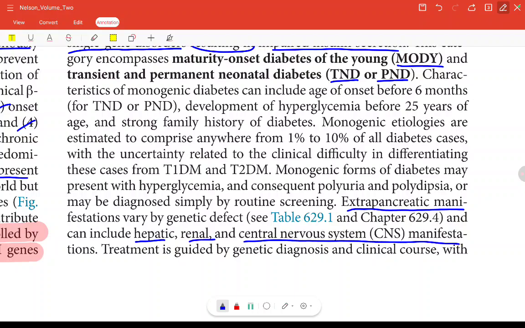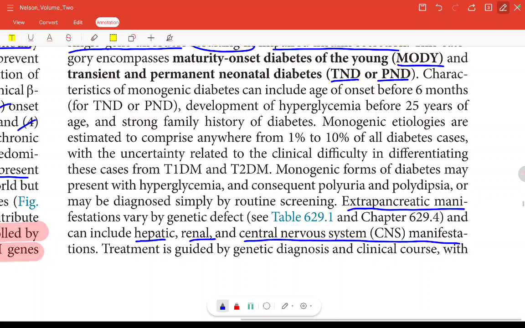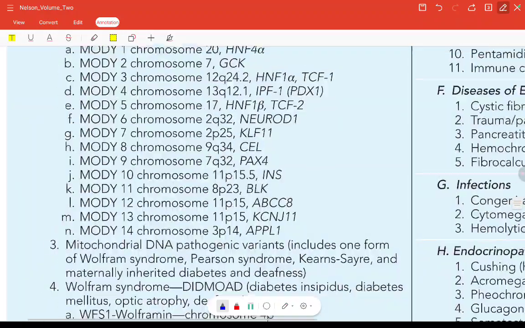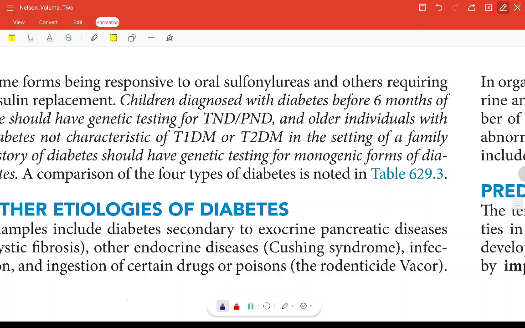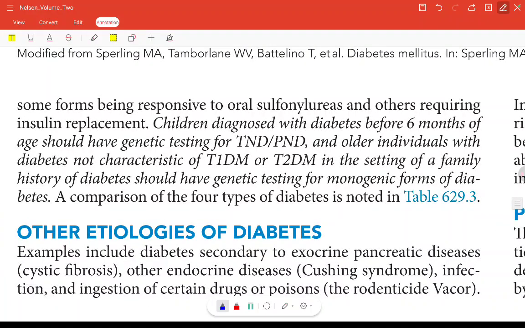Treatment is guided by the genetic diagnosis and clinical course, with some forms being responsive to oral sulfonylureas and others requiring insulin replacement. Children diagnosed with diabetes before 6 months of age should have genetic testing for TND and PND. An older individual with diabetes not characteristic of type 1 DM or type 2 DM in the setting of a family history of diabetes should have genetic testing for monogenic forms of diabetes.